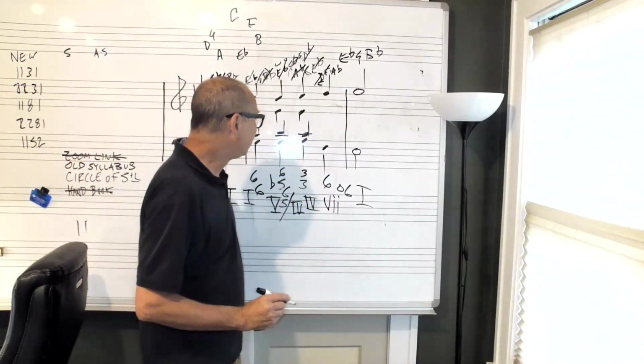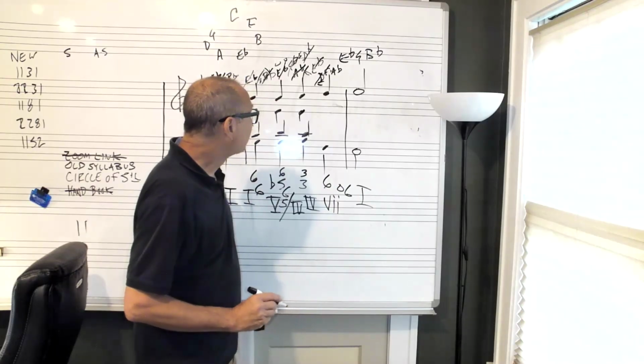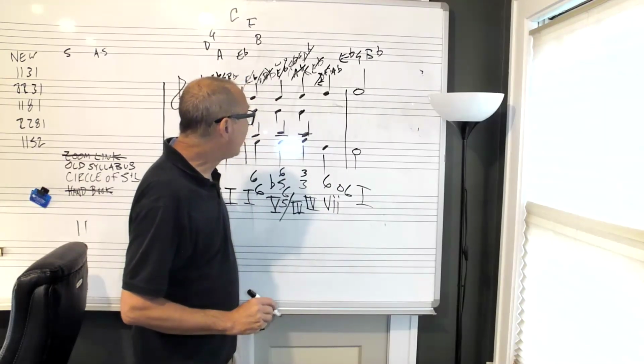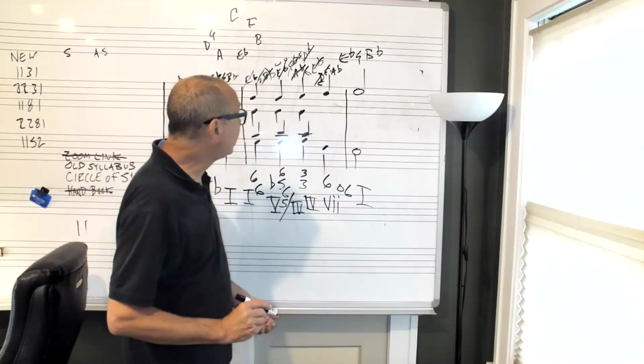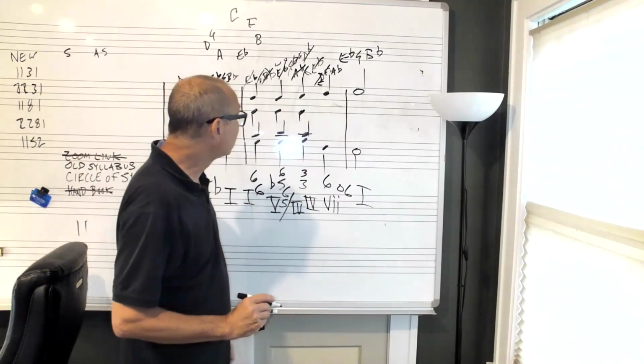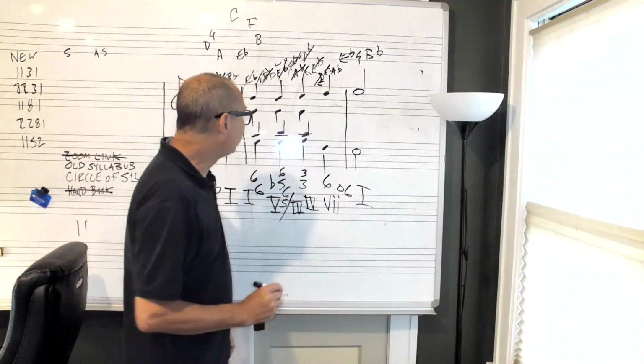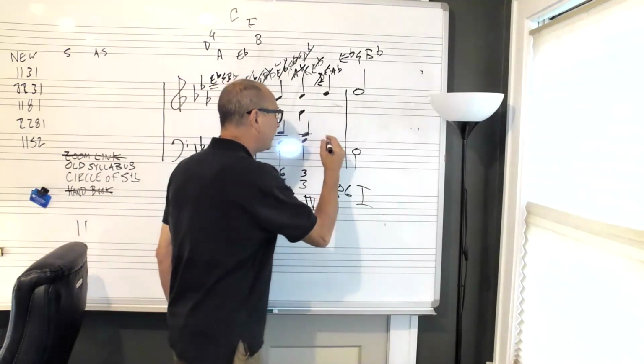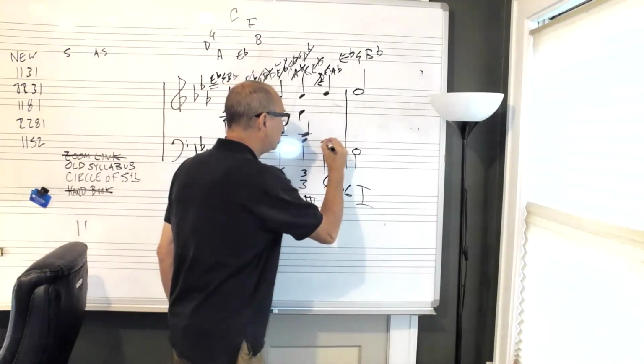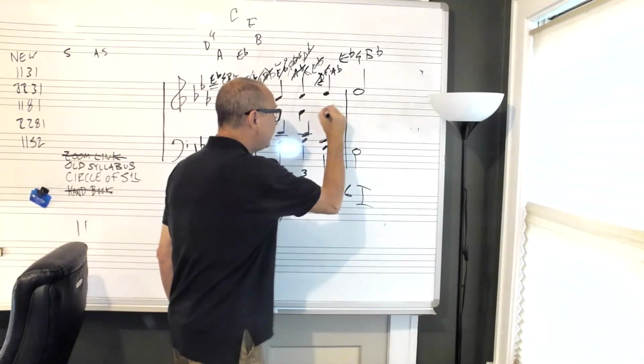And I don't know. We have the D in the soprano. That's the leading tone. It's going up to the tonic. We need to throw an A flat in there. So let's throw an A flat in there. And then double the bass.